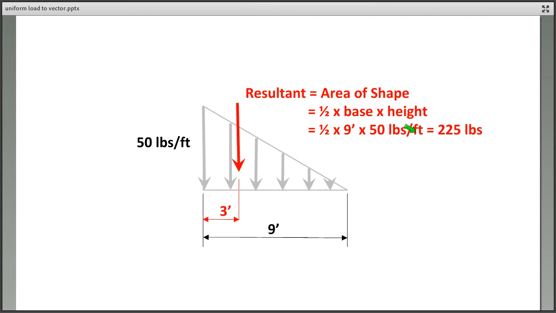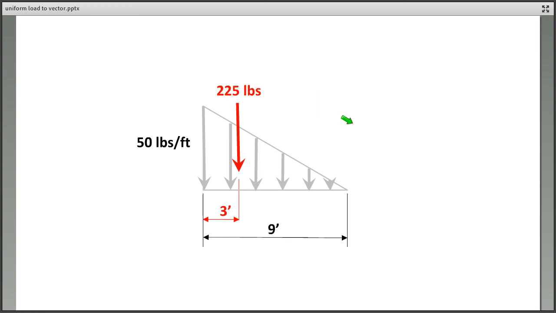Notice the units again. The feet in the denominator cancel with the feet in the numerator here. And that means we can replace that original distributed load, that original triangular load, with a single vector of 225 pounds located 3 feet from the left.